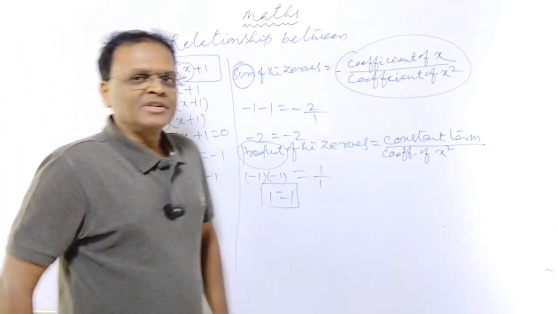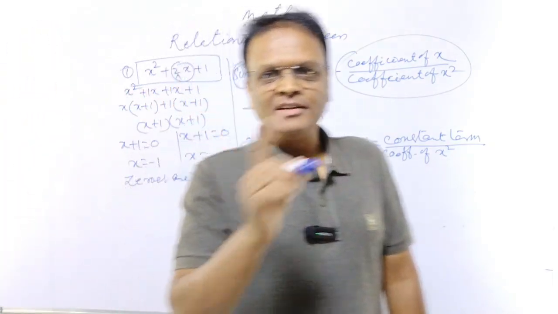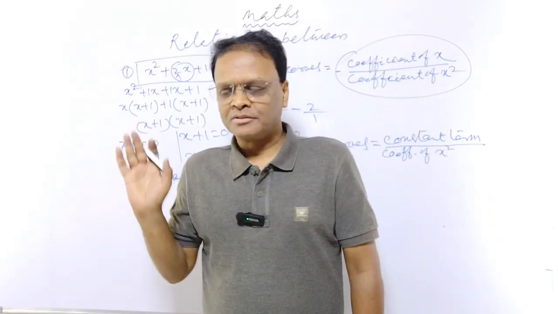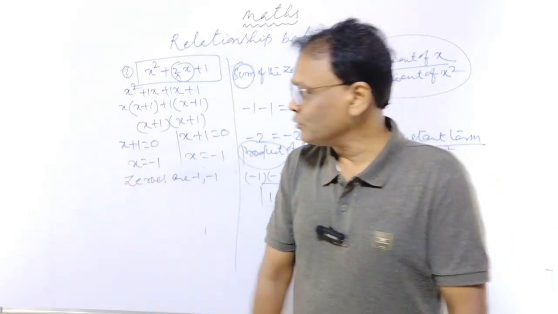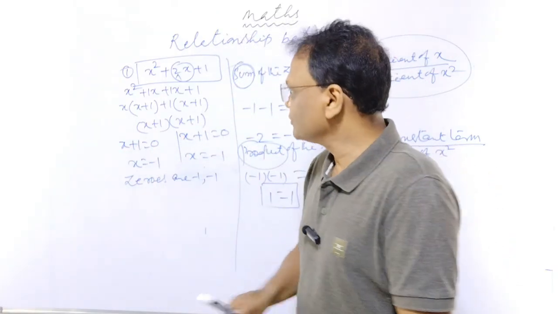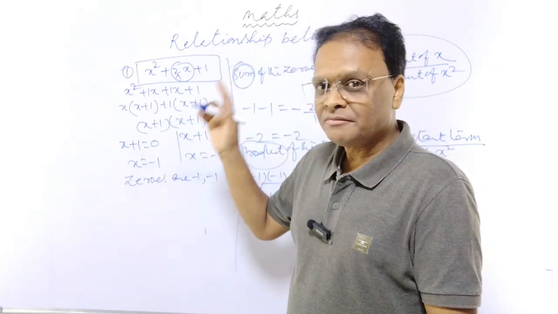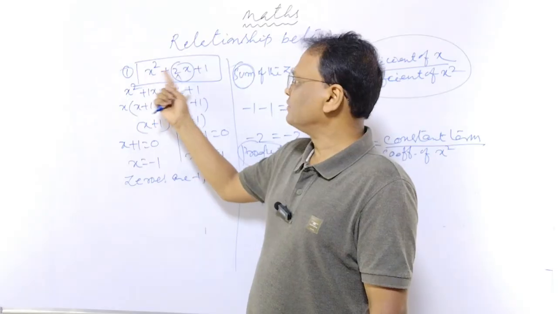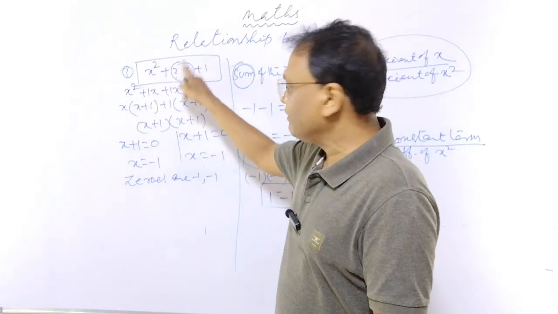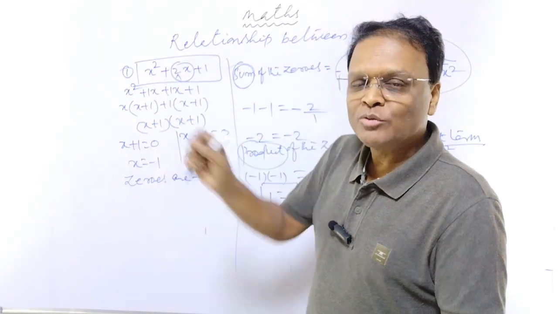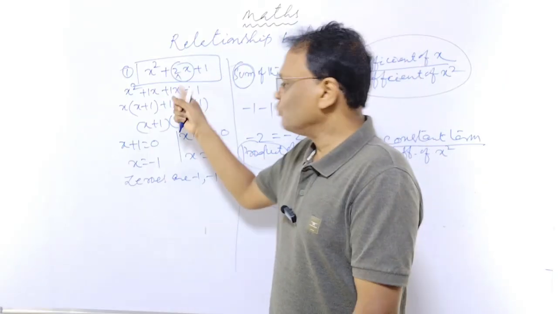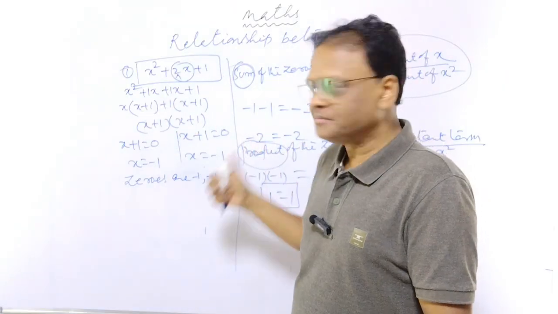So what are the steps required for verifying the relations? First is finding the zeros. For finding the zeros, what are we going to do? For finding the zeros, we have to factorize. How to factorize? If 3 terms are there, split the middle one, को split करना. How to split? I told you in the beginning.